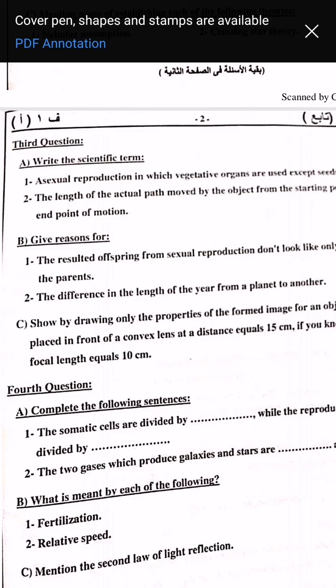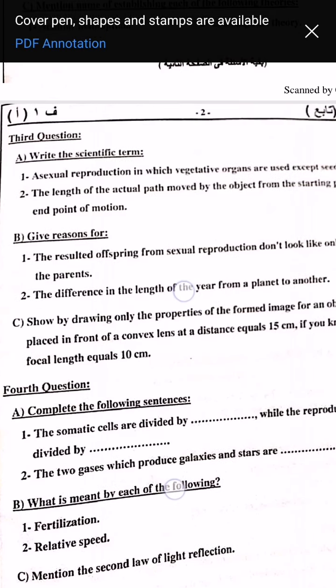Number 2, the length of actual path moved by an object from starting point to the end point of motion. The length of actual path, of course, the answer is the distance.